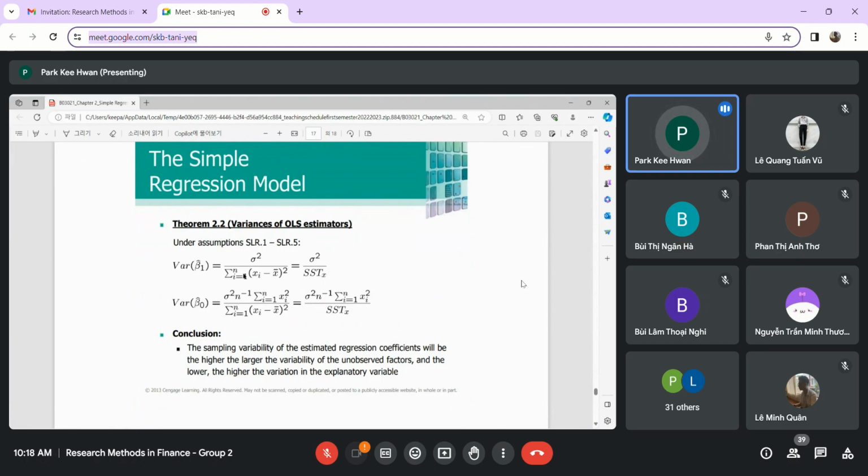And at the same time, if you look at this formula, if you have a larger sample size, a greater number of observations, this denominator will be greater, and as the denominator is greater, the variance of this estimate is lower, meaning that the estimate will be more precise. So when you have a larger sample size, your estimation will be more reliable. Okay, so that's the variance.